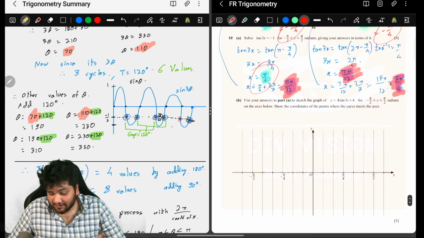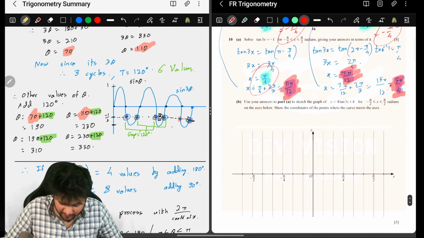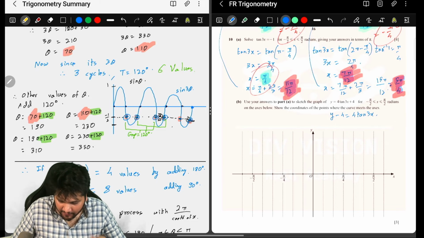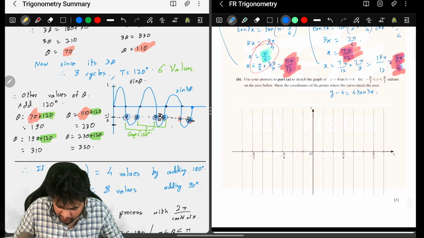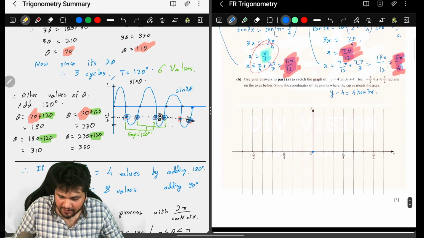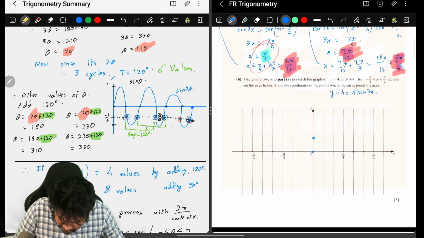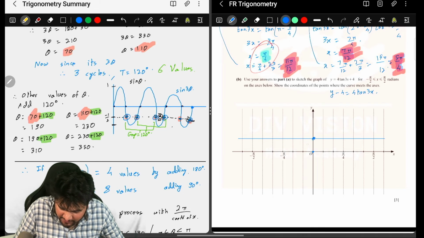Anyways, again, when it comes to the tan graph also, it's very weird. So let's see. Here, 4 tan 3x plus 4. First of all, I'll just write it y minus 4 equals 4 tan 3x, just for my understanding. Now, the thing is here y minus 4. So instead of starting from 0, it will take 4 steps up. So it will start from here, which is 0 comma 4.